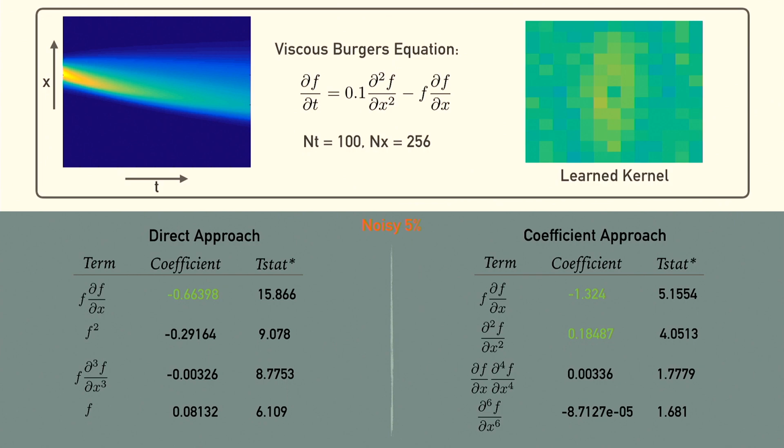If we have a look at the learned kernel here, we see something completely different: it's really a sparse, spread out, more blurred kernel, which makes sense given it's a noisy environment.